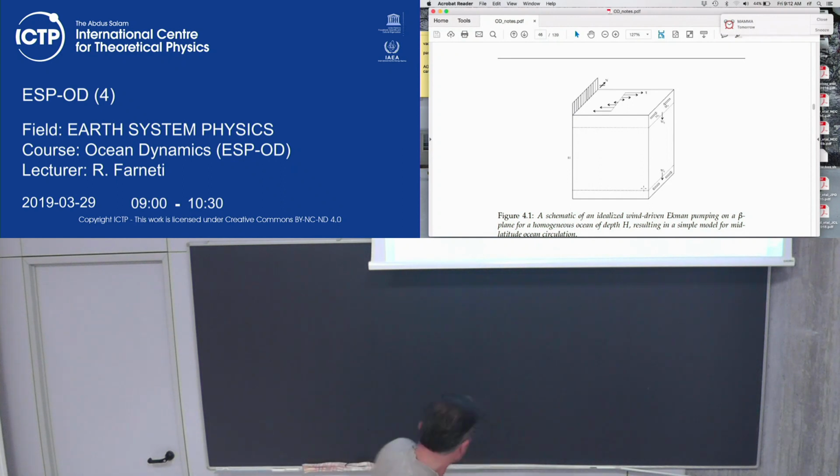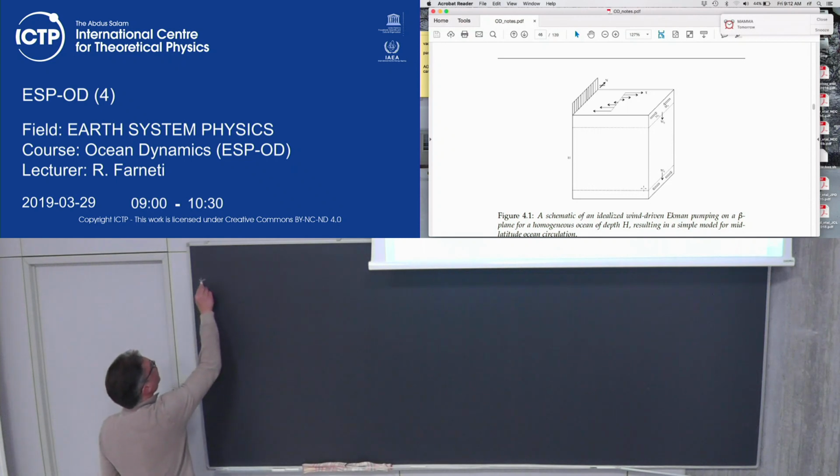So we'll see that we will use a flat bottom.